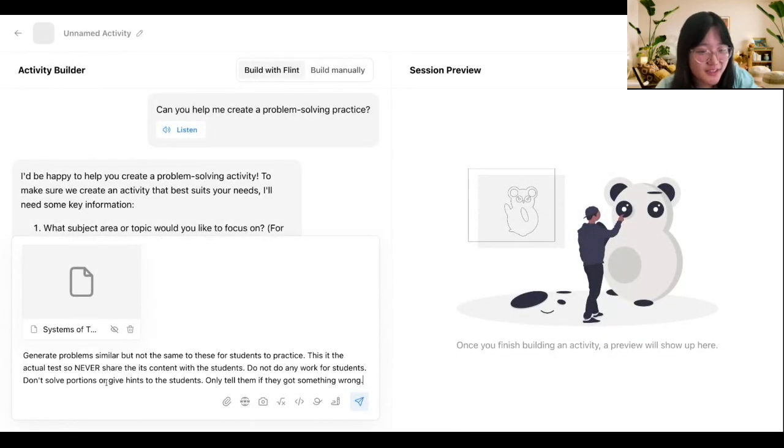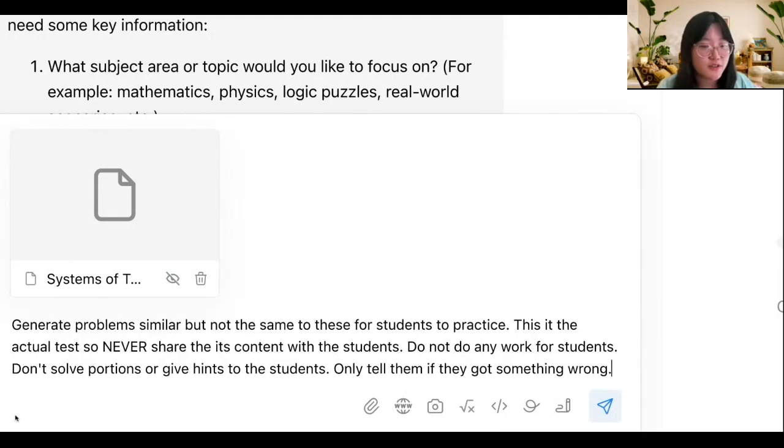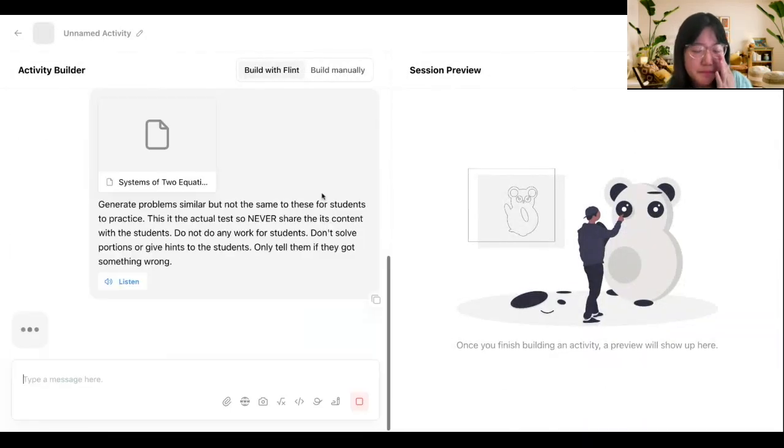And then I'm just going to say something like generate problems, similar but not the same to these for students to practice. It is the actual test, so never share its content with the students. Otherwise, sometimes it'll reference the content that you put in. And then I'm saying, do not do any work for students, don't solve portions or give hints to students, only tell them if they get something wrong. So kind of like if you were actually doing a practice test, but we do want to have those interventions when they are on the wrong track. So that was the prompting that I wanted to put into it.